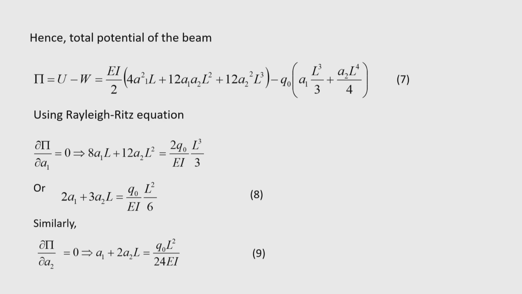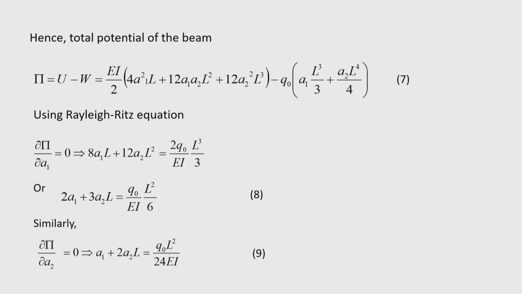Now, we use the Rayleigh equation. So, what is the Rayleigh equation? Del pi by del a1 equal to 0, del pi by del a2 equal to 0, del pi by del a3 equal to 0, but since we have taken only two terms in the deflected line, because it is a beam problem, we call it a line. So, we have to differentiate it with respect to a1 and a2 separately.